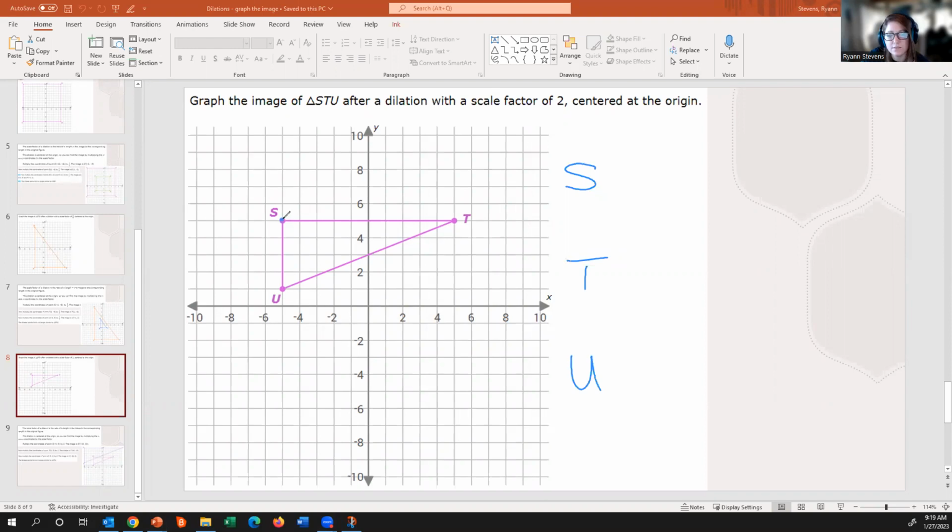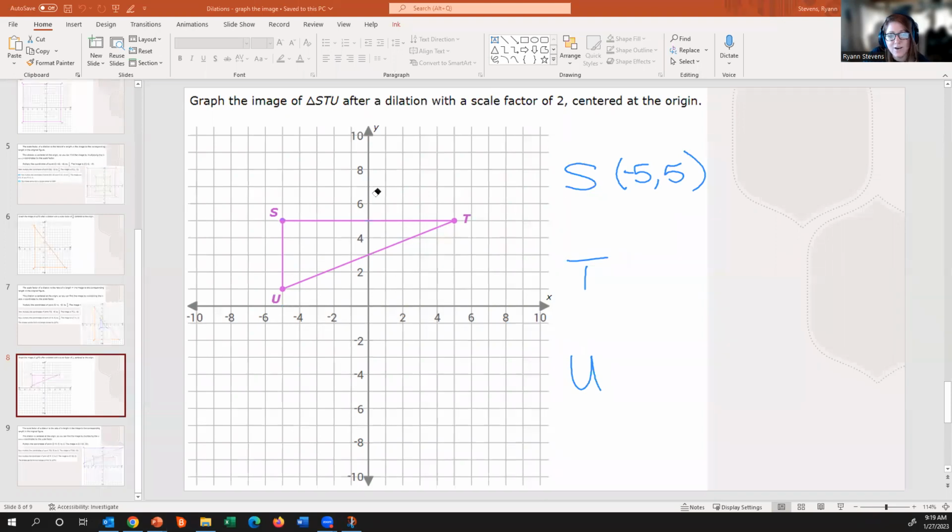So let's start with S. So S, we're going to start at the origin. We're going to go over to a -5, which is left on the x-axis. And then we're going to go up to a +5 on the y-axis.